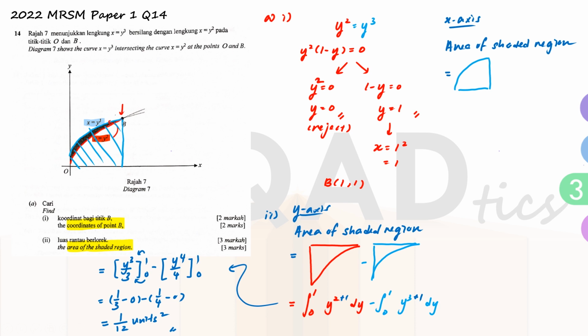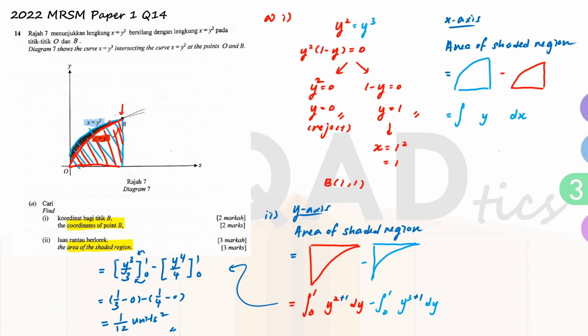And we minus off the unimportant parts, which is also the red equation's area under the curve. So for the integration part will be a bit different because we are using the x-axis. So for the integral outside, we need to put dx instead of dy. And we need to integrate y.